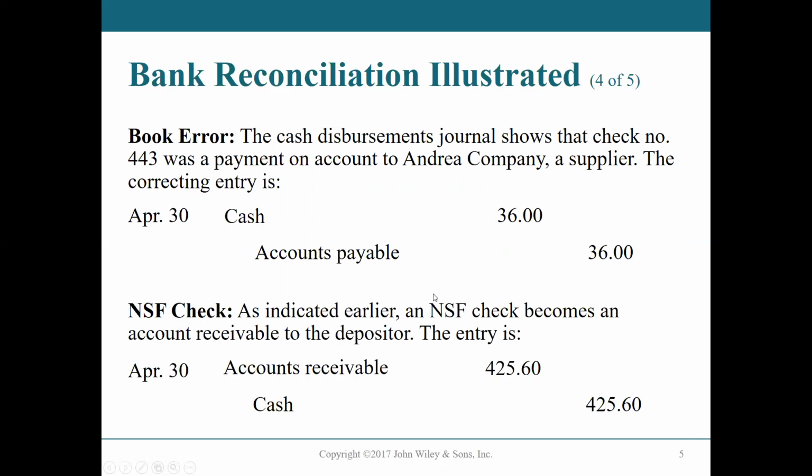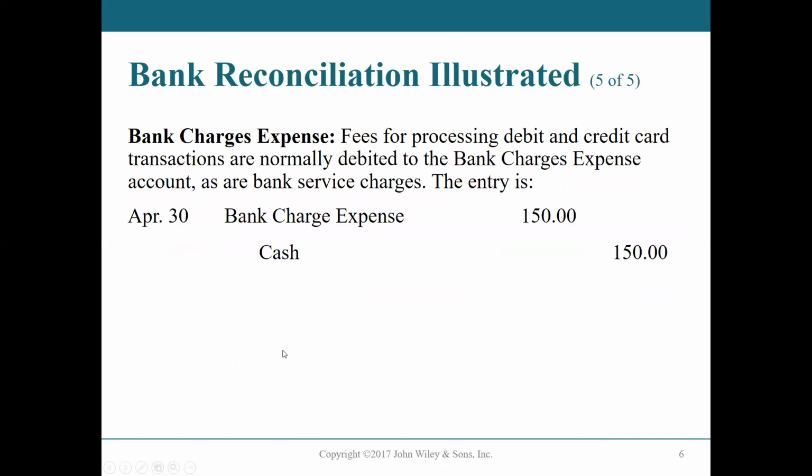The NSF check, we'd have to show our accounts receivable going back up because we thought someone had paid us, but now they didn't. So accounts receivable goes back up and then cash goes down. Oh, that was my question. You answered my question. Okay, and then bank charges. And if your bank's charging you $150 in bank charges, you might want to find a new bank. But your bank charge expense is a debit and your cash goes down.